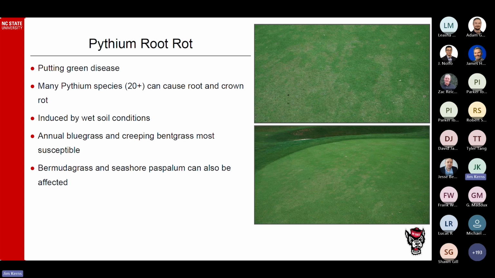Now, traditionally, annual bluegrass and creeping bentgrass were most susceptible, but man, we see a lot of it on Bermuda grass and seashore paspalum as well. We've also documented it some on some of the newer zoysia grasses too. So nothing is really immune from this particular disease, unfortunately.